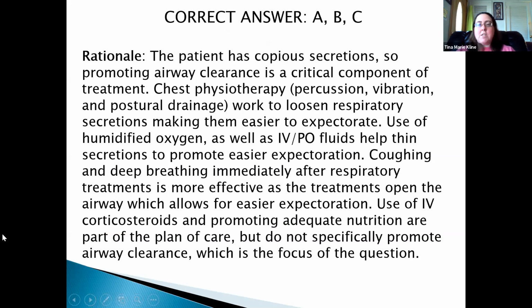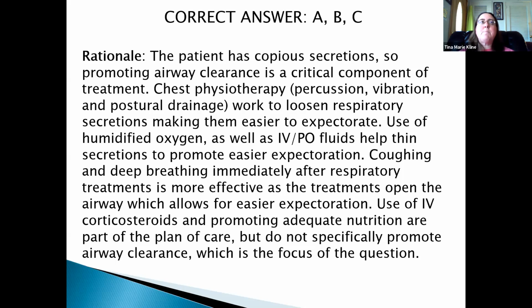So the patient has copious secretions, so we want to promote airway clearance. Chest physiotherapy, percussion, vibration, postural drainage, they work to loosen the respiratory secretions, making them easier to expectorate. The humidified oxygen and IV or PO fluids will help thin the secretions for easier expectoration, and coughing and deep breathing as well. The IV corticosteroids and promoting adequate nutrition are part of the plan of care, but they don't specifically address airway clearance.